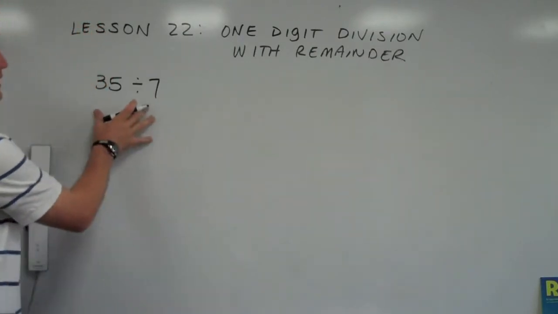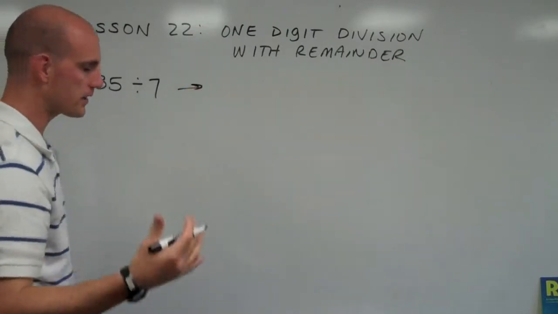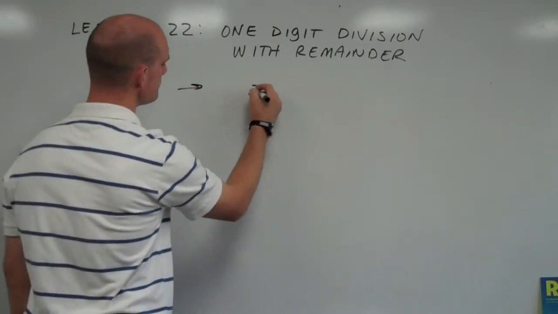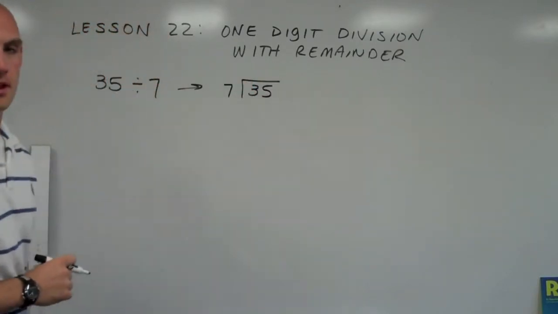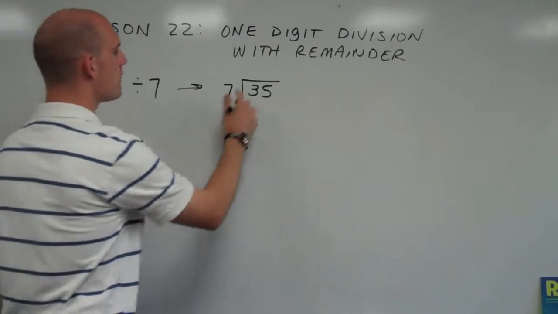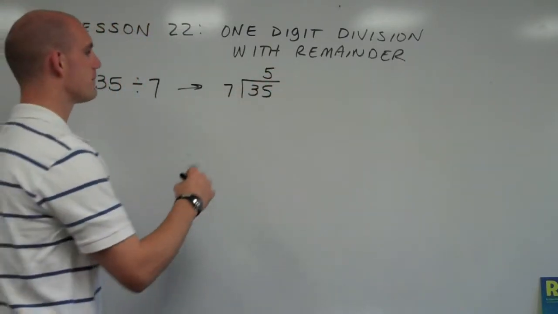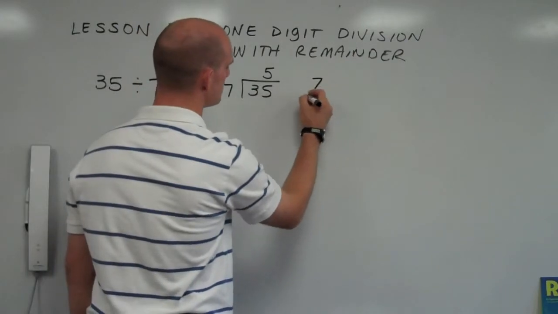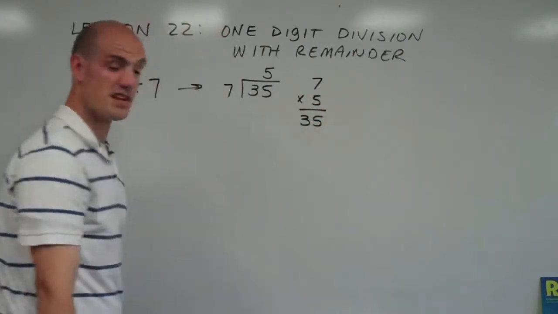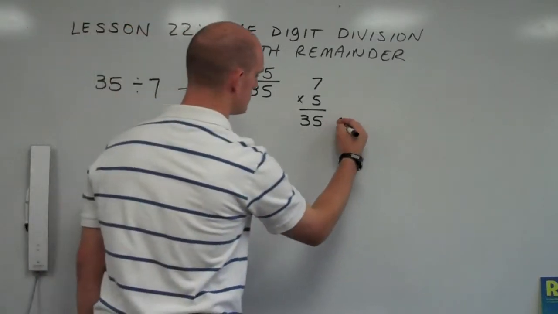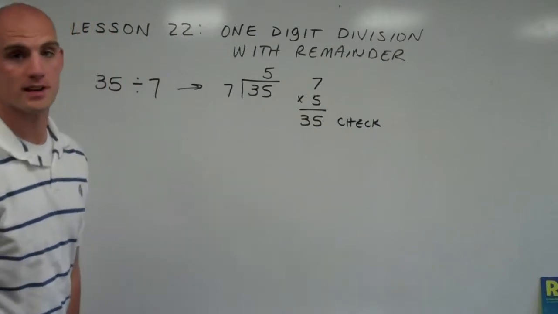So if we look at something like 35 divided by 7, we can put it inside of our box, and we can say 35 divided into 7 groups. Now, when we do this, we end up getting 5 as our answer. In order to check, we can do 7 times 5 is equal to 35. So this one comes out evenly.